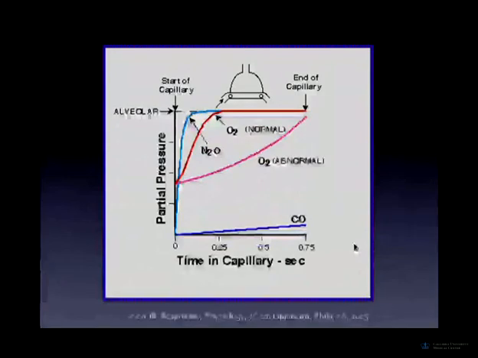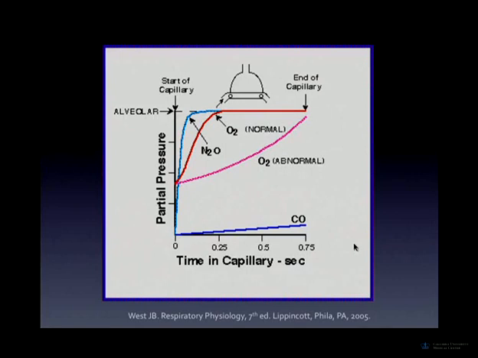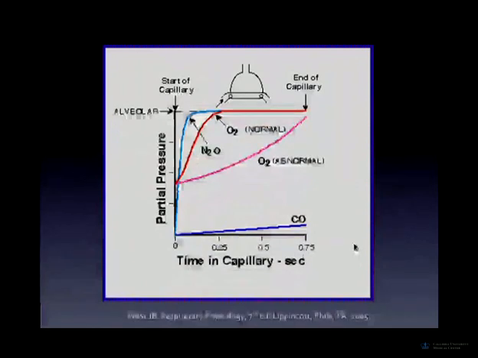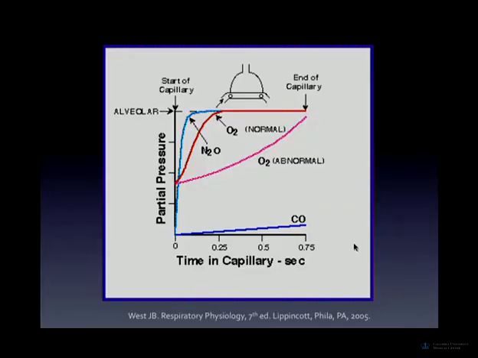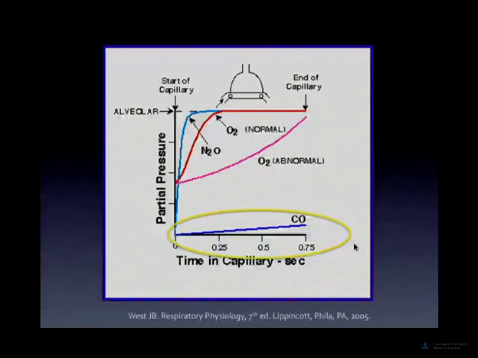The ending point might be alveolar pressure. Partial pressure of the gas in the capillary cannot exceed alveolar pressure because diffusion doesn't work that way. We go from high concentration to low concentration. So the highest the partial pressure in the capillary can reach is alveolar pressure. Otherwise, it would start flowing the other way. So we're going to look at carbon monoxide first.